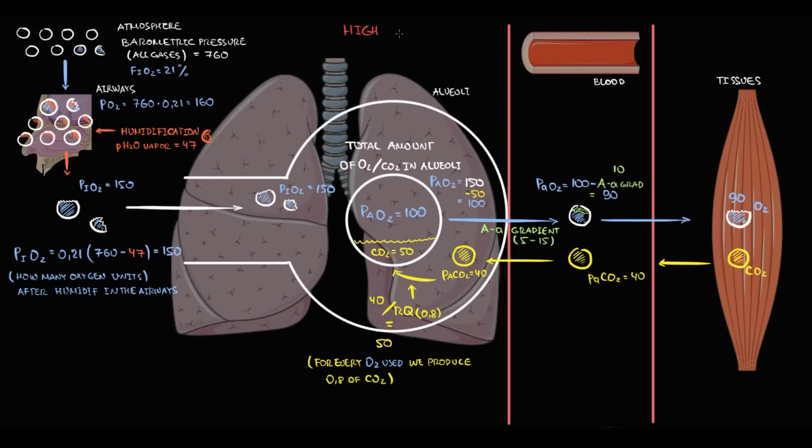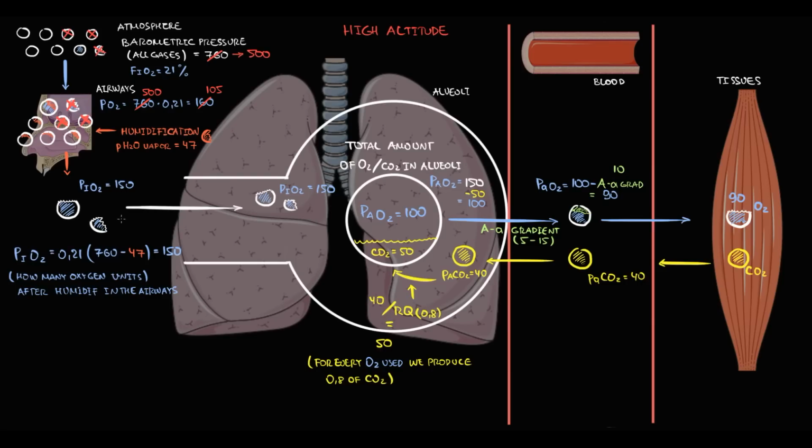The second scenario is high altitude. Let's assume that person is in the mountains. The problem with high altitude is low barometric pressure. Simply speaking, the higher you are, the fewer gases are present, including oxygen. So instead of 760, in high altitude we have 500 units of gases. As a result, less oxygen will come into the airways. So instead of 160, in this case we will have 105.